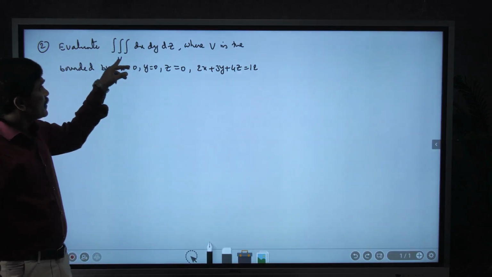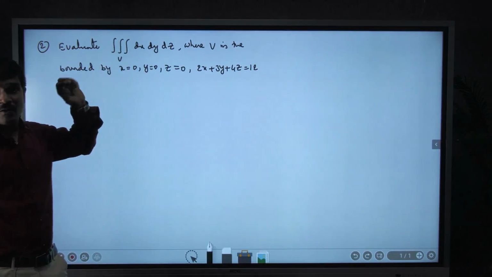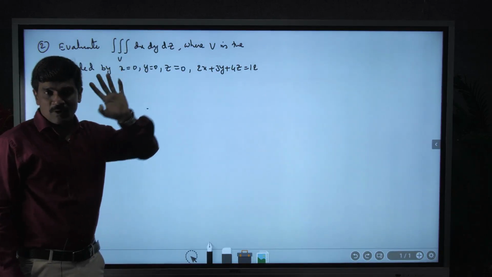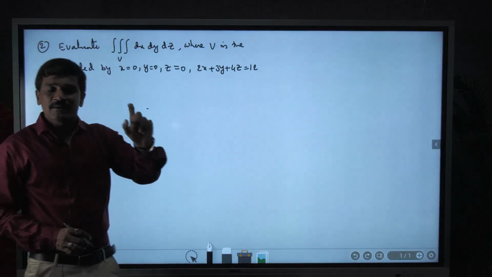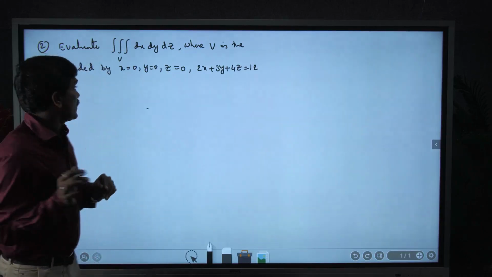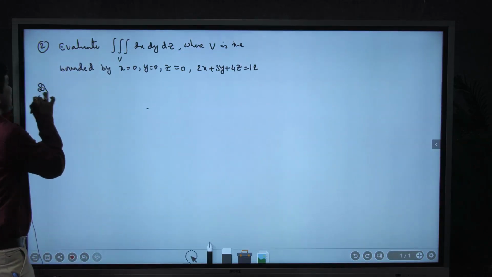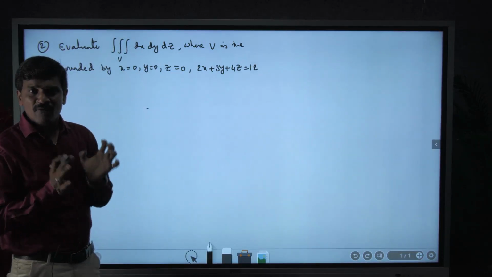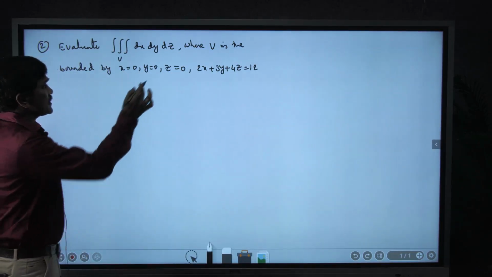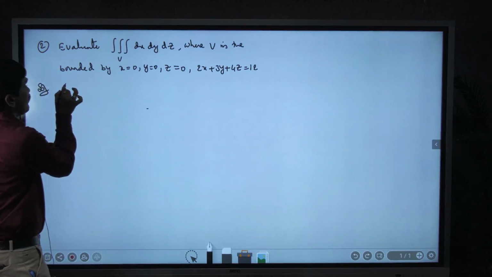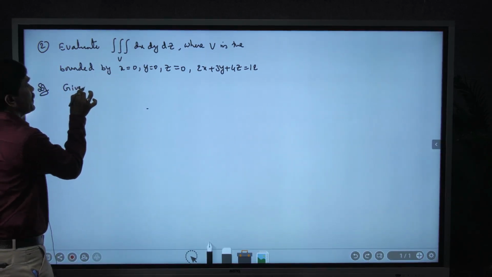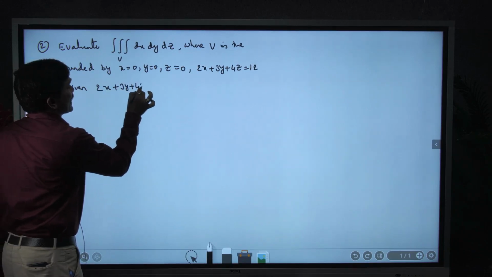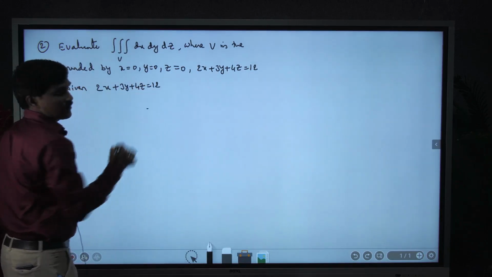Now first of all, this is a triple integral. Write what are the limits of dx dy dz. What are the limits of x, y, z? First of all, write that. Here x, y, z are all greater than or equal to 0, that is clearly the first quadrant. So write from the given one: the given plane is 2x plus 3y plus 4z equal to 12.